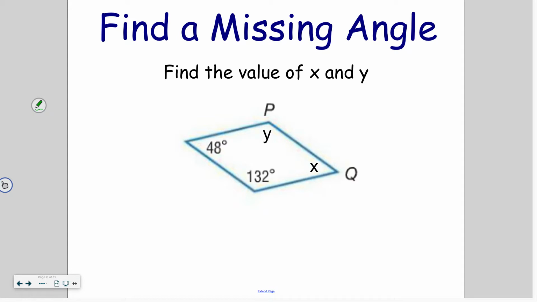Same kind of idea occurs here, but now we need to pay attention to the specific shape we are looking at. Notice I've got parallel sides going on here, and I've only got 2 angle measurements. When you are given this information, you are going to assume that it is a parallelogram and that these opposite angles are congruent. So if you're missing 2 angles, you're going to want to look at it to see if it is a parallelogram. So angle X is opposite or across from that 48 degrees. So that means angle X is 48 degrees. Angle Y is across from 132, which means angle Y is 132 degrees.